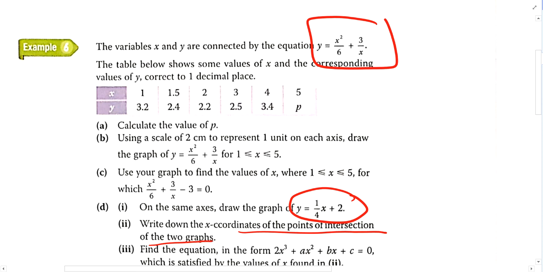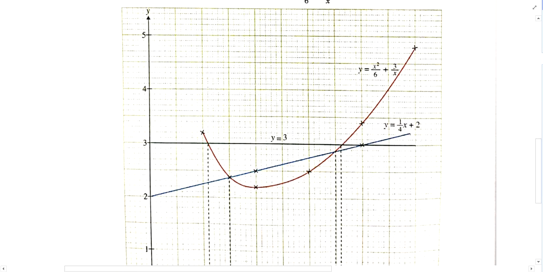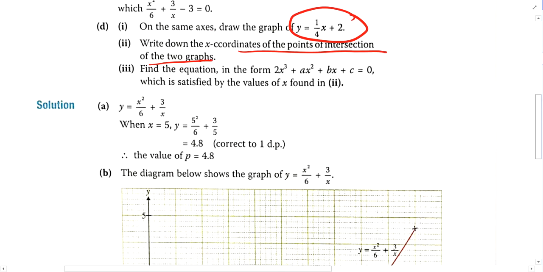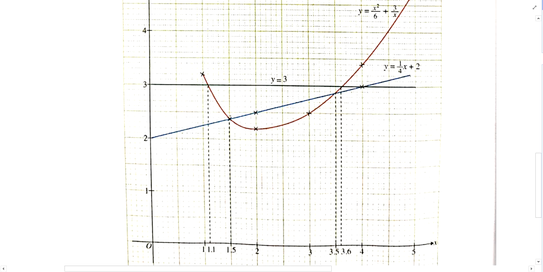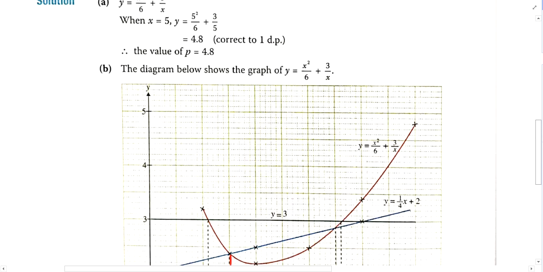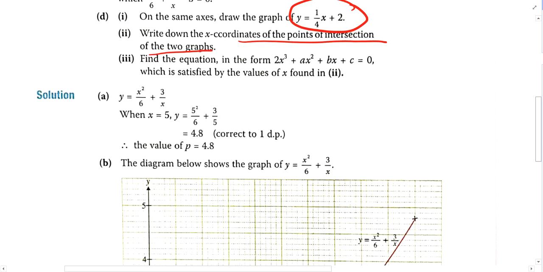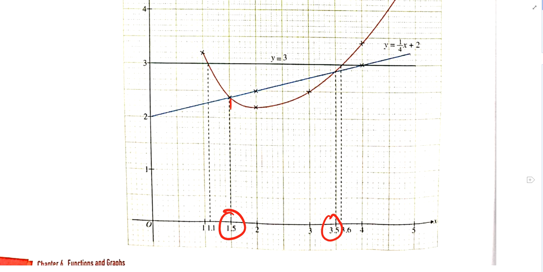This one, from the graph, we can write down. Okay, these two graphs, there's a curve and there is a straight line. Points of intersection of the curve and a straight line, we've got 1.5 as well as 3.5. This is for question D part 2. So put out a D part 2 over here. D part 2. Okay, intersection of the curve and the straight line.